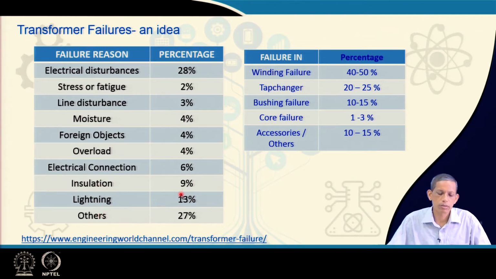So, these are some percentages which lead to failure of transformer. But finally, the failure happens in different components: the winding failure, tap changer issues, failure in the tap changer, bushing failure, core failure and other accessories in the transformer. So, this is in terms of percentage, which gives us an idea of the general trend of transformer operations, what the different regions are and where the fault happens to be.